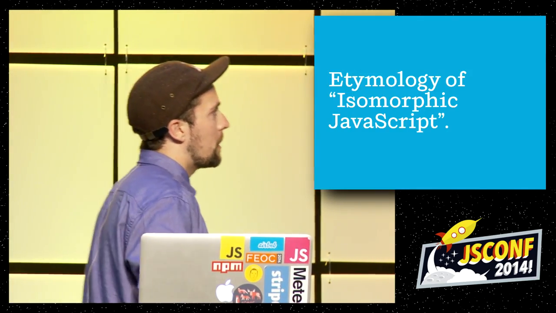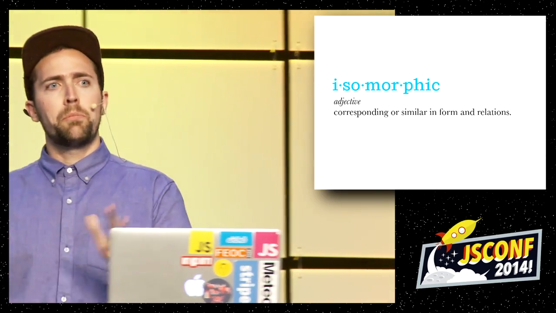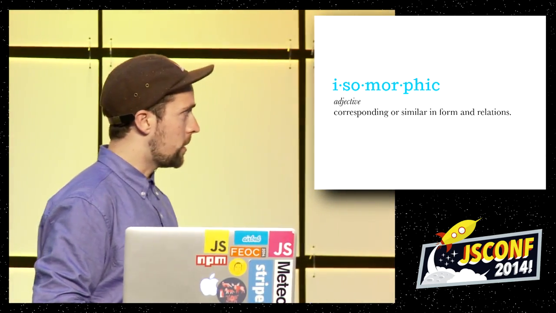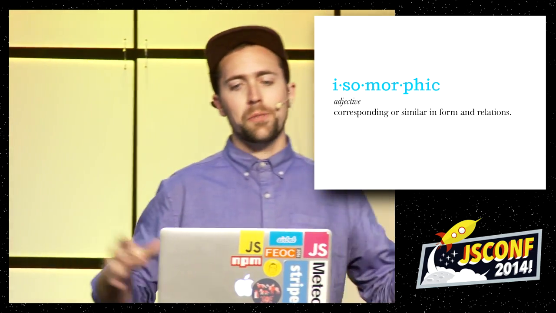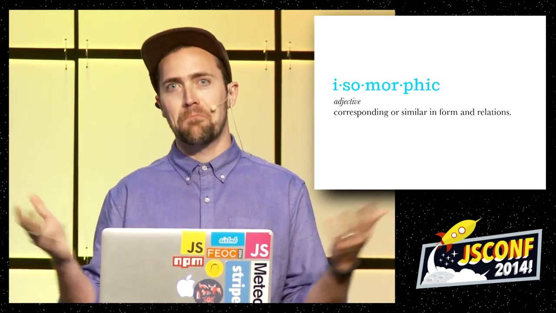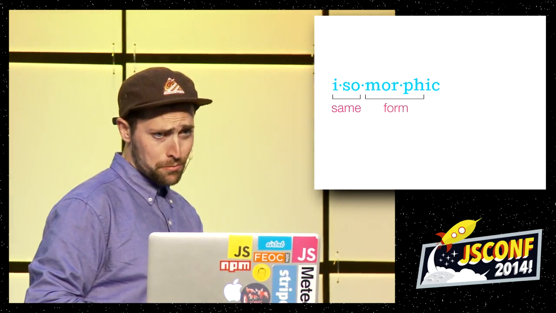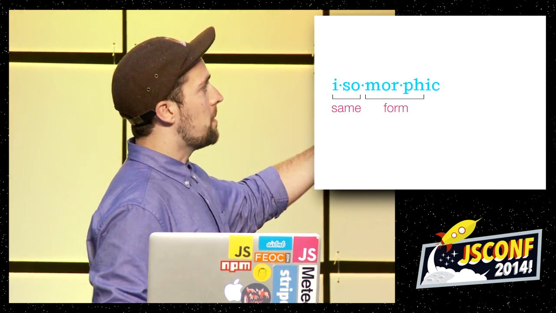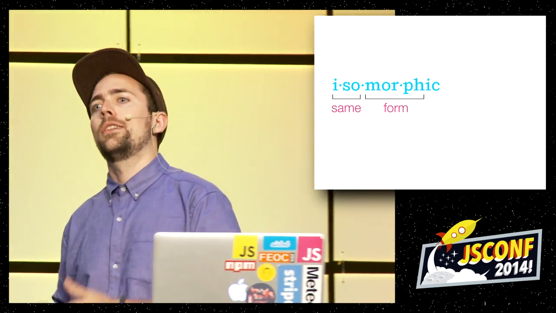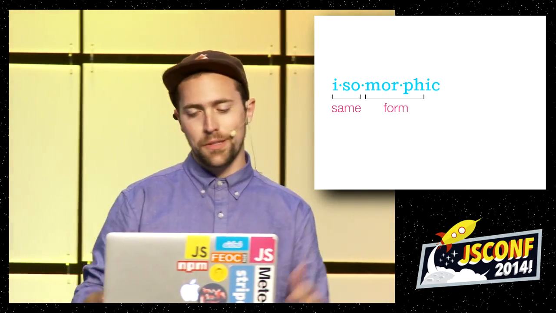So let's talk briefly about the etymology of the term isomorphic JavaScript. Just to be really pedantic, here's the dictionary definition of isomorphic: corresponding or similar in form and relations. Right? That makes sense. So if we look at the Latin forms, to be further pedantic, iso means same, and morph means form, so same form. So code that can share a form between these different environments.